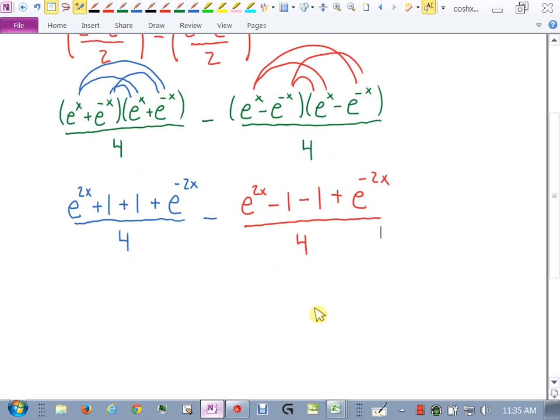Since they both have the same denominator, can't you combine these two together? I'll have to make sure I distribute this negative through, which means it changes this one to a minus, this one to a plus, this one to a plus, and this one to a minus. So the e to the 2x minus e to the 2x cancel, and the e to the negative 2x minus the e to the negative 2x cancel, and we get 1 plus 1 plus 1 plus 1, which is 4 on top, and 4 on the bottom, so 4 over 4 is 1. So that's the verification of that identity.